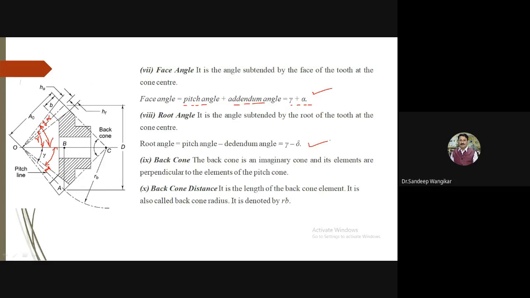Okay, then back cone. Back cone is an imaginary cone and its elements are perpendicular to the elements of the pitch cone. So in this diagram, I will highlight. You can see here, this angle is a right angle, this angle is also a right angle. I have already given you an idea by taking the reference of the 3D diagram. Whatever this angle at the back side, it is the back angle.